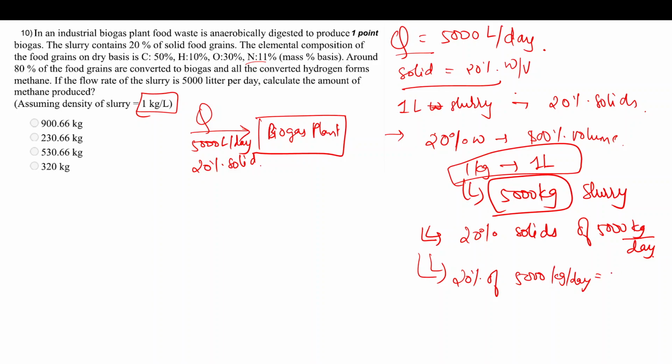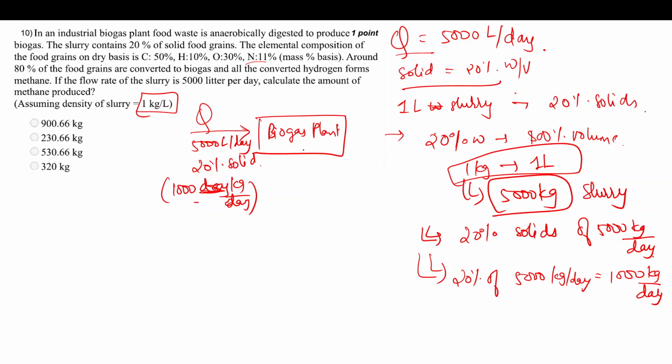Yeah, so 1,000 kg per day is the rate at which solid enters, or the amount of actual solid which is present in this slurry. So you can write this down, 1,000 kg per day of solid is entering into the biogas plant.